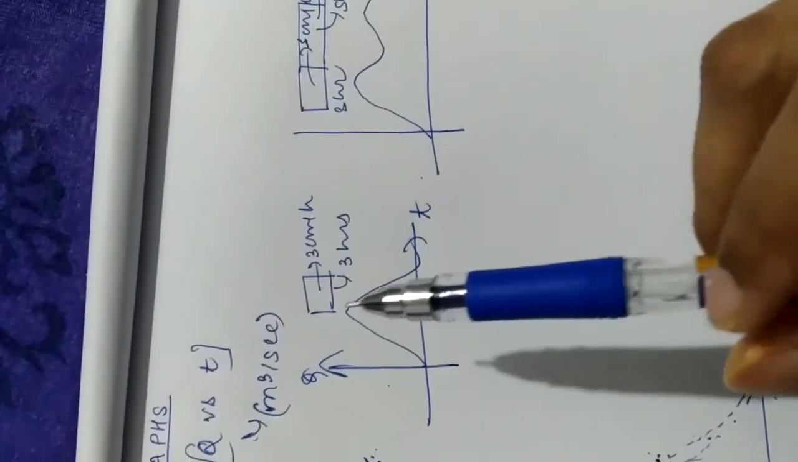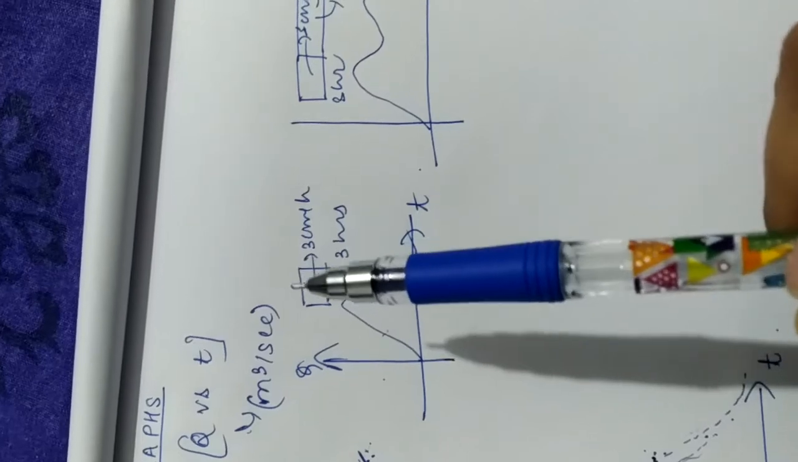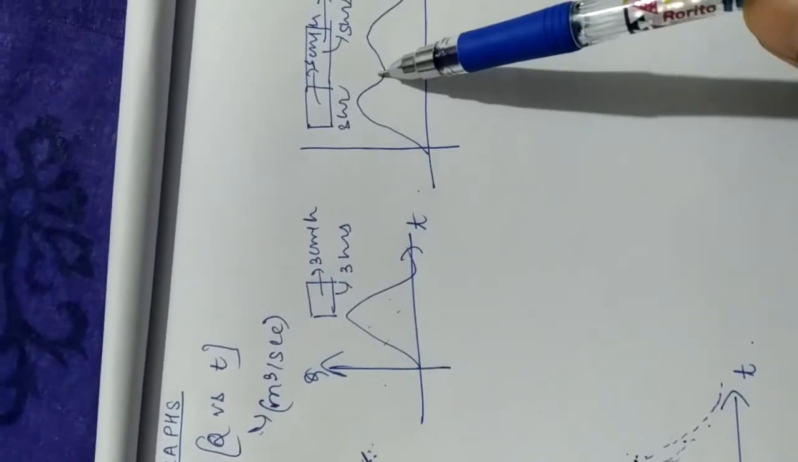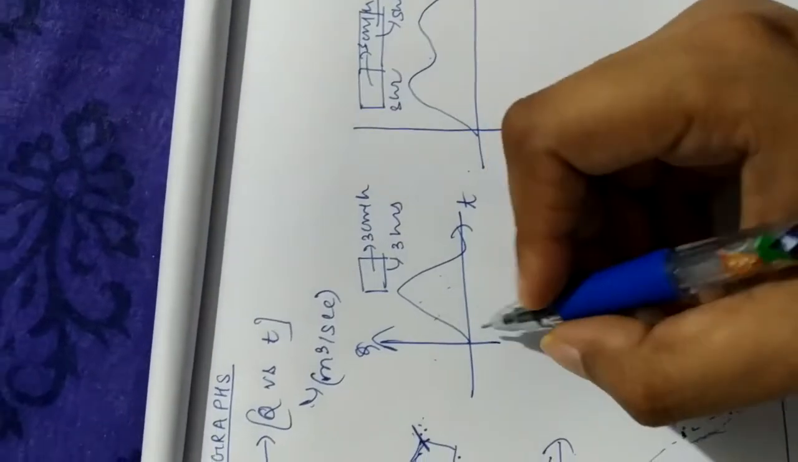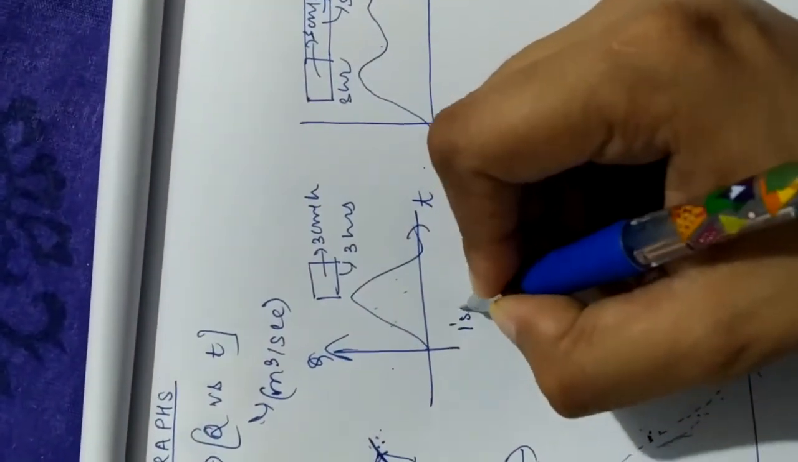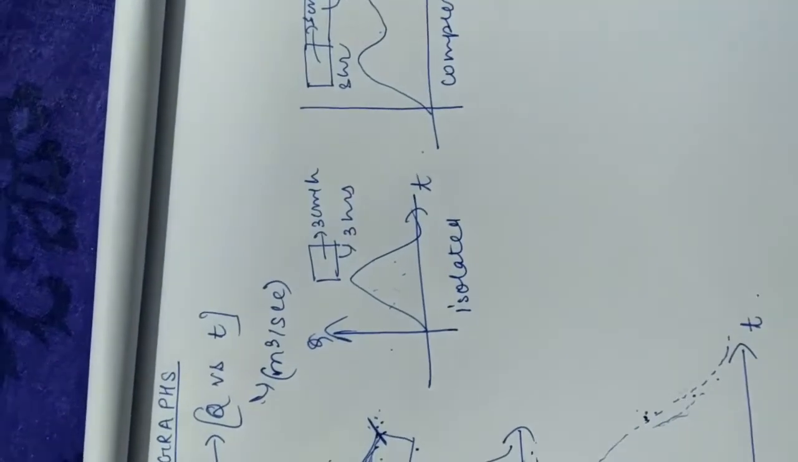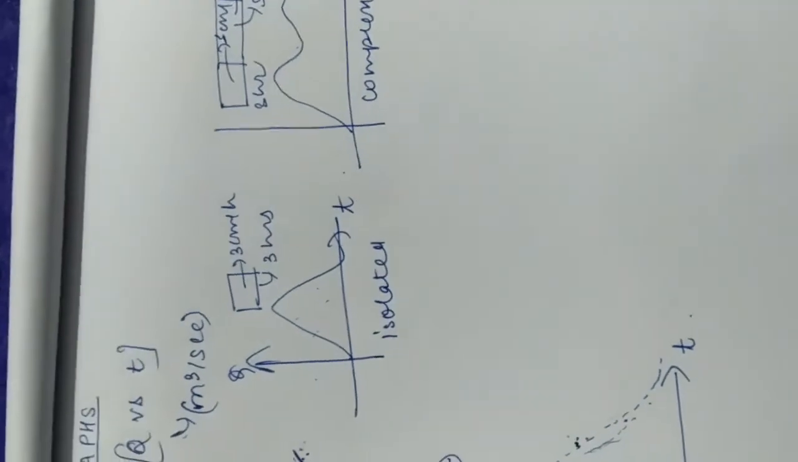So if you have a single rainfall event, you will get a single peaked hydrograph. This is called the isolated hydrograph. This one is called the complex hydrograph. So I'll mention here, this one is isolated, this one is complex. I hope these 2 points are clear.